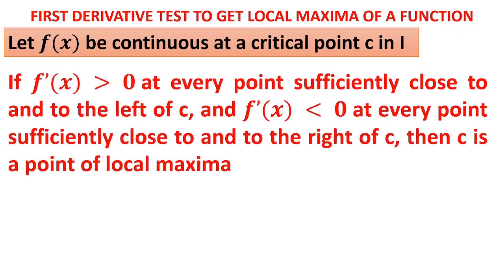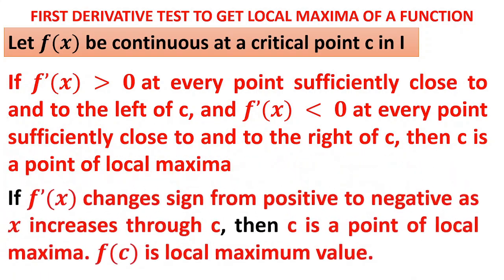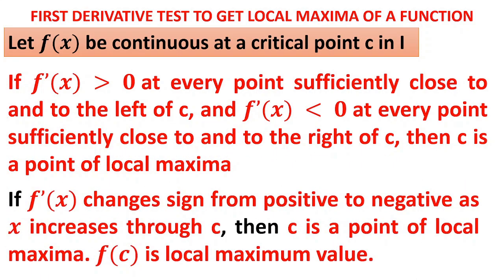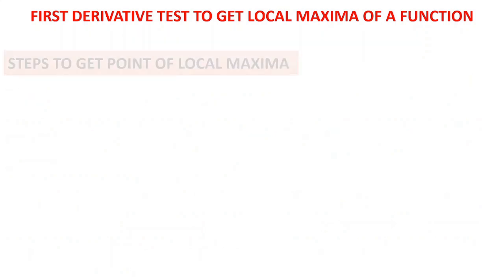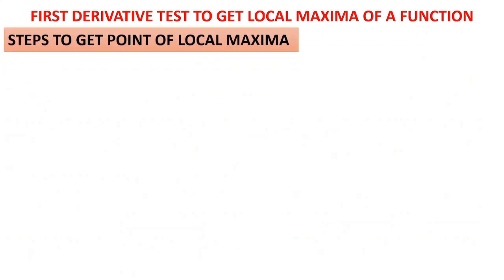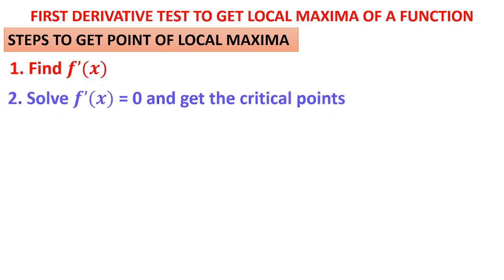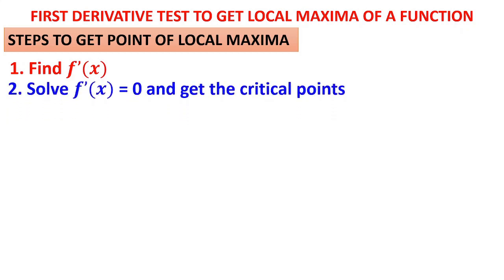Let f of x be continuous and f dash of x greater than 0 at every point sufficiently close, then C is a point of local maxima. If f dash of x changes from positive to negative as x increases through C, then C is a point of local maxima. F of C is called the local maximum value. Now how to apply the first derivative test? You first find f dash of x, equate it to 0 and get the critical point, because at the critical point only local maxima and local minima exist.